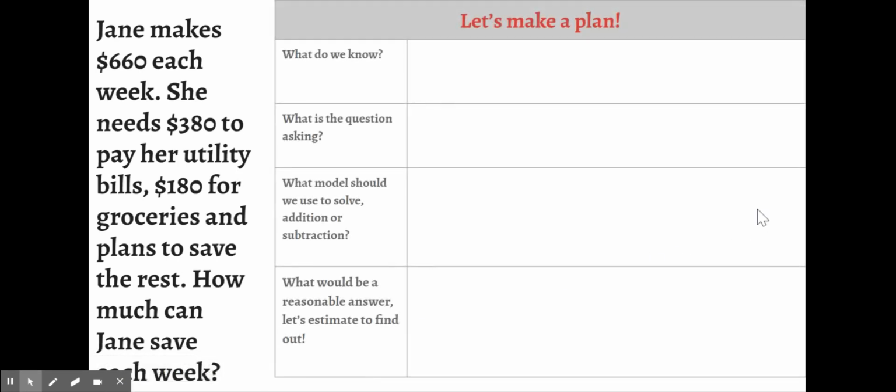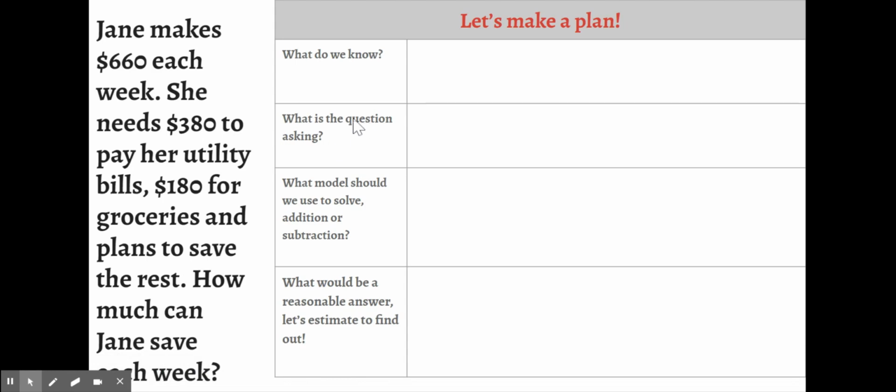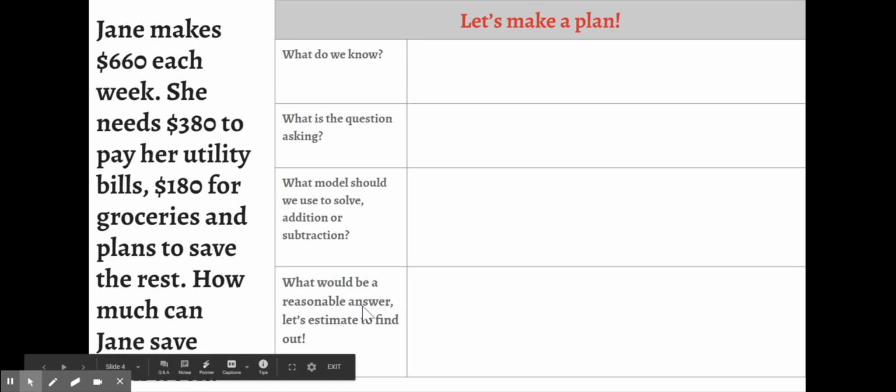And when we plan, these are all the questions we're going to end up asking ourselves. What do we already know? What is the question asking us to find? What model should we use? And for this, we're only focusing on addition or subtraction. And then what would be a reasonable answer? We're going to estimate to find out.